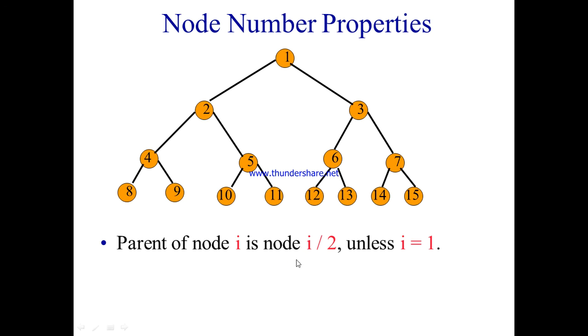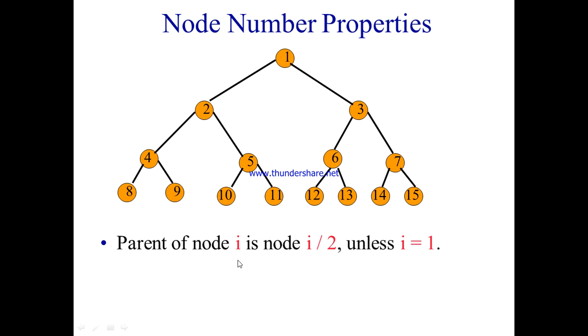Parent node of I is I by 2 unless I is equal to 1. So why I equals 1? If I equals 1, it is the root node, so it will not have any parent. It is only the root, right?